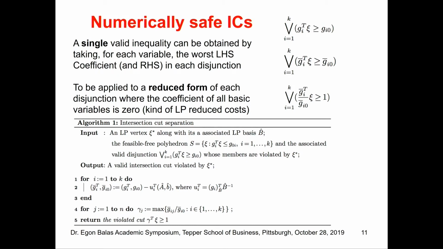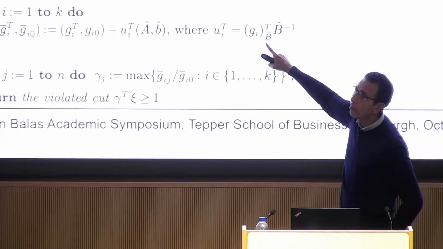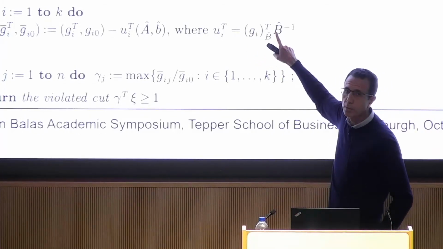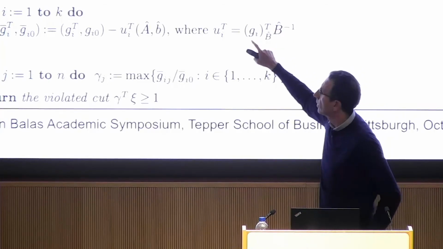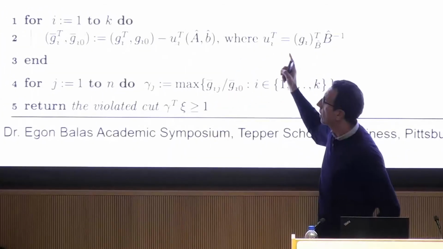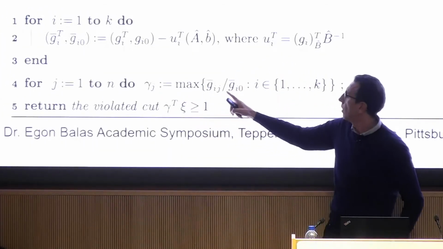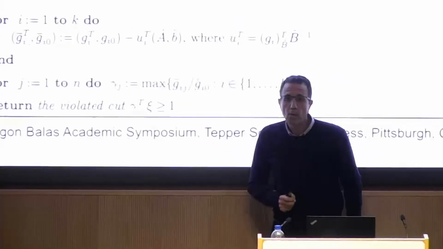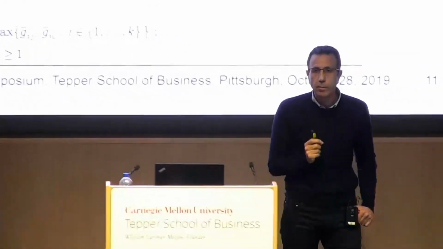It is essentially like this. You go into all the inequalities, and you compute the reduced form of the inequality using the standard linear programming formula. In linear programming, it would be c transpose minus c_B transpose B to the minus 1, times A. This is not c, but it is a single inequality. After this step, you just compute the maximum of the coefficients, and the right-hand side is 1. And this inequality is guaranteed to be violated by 1.